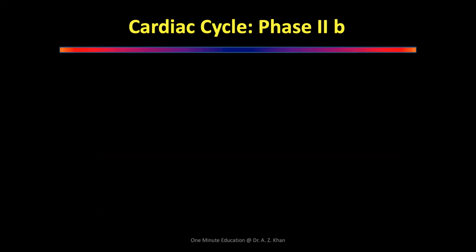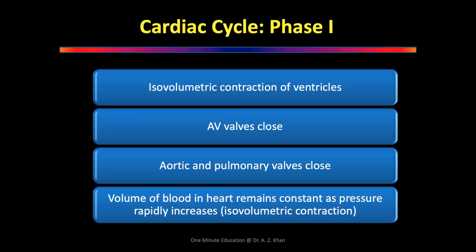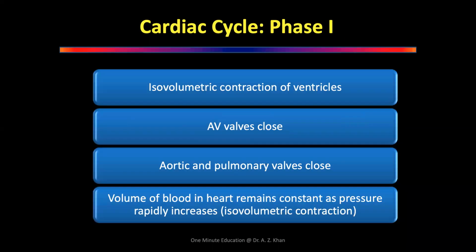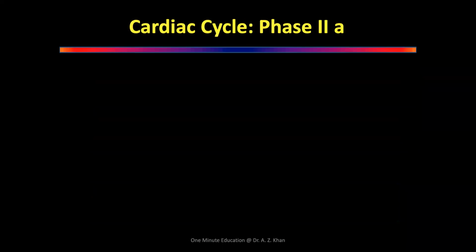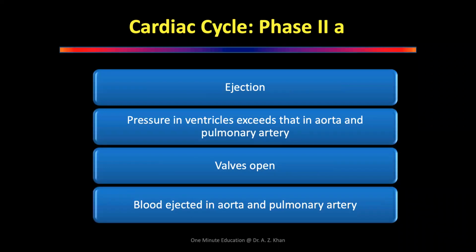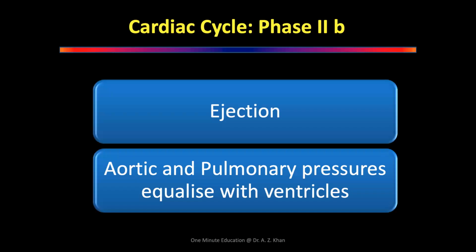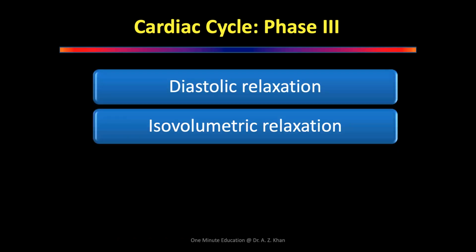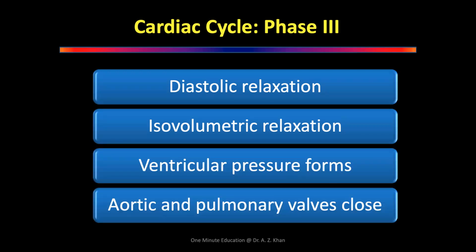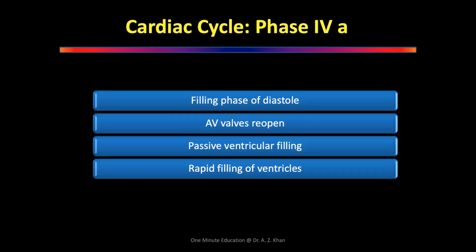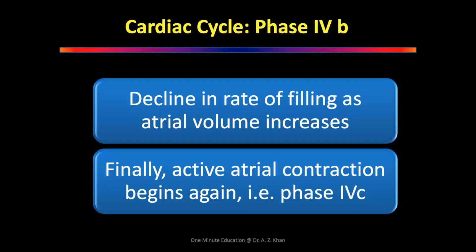So I want you to go through these things. You must draw me phase 4C, phase 1, phase 2 when the ejection is happening, phase 2B when there is equalization of the aortic and pulmonary pressures. I want to see what happens in a diastolic relaxation, which is isovolumetric relaxation. I want to know what happens in the atrium in phase 4A, 4B.